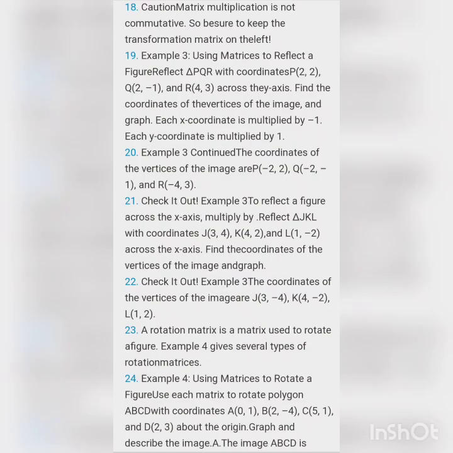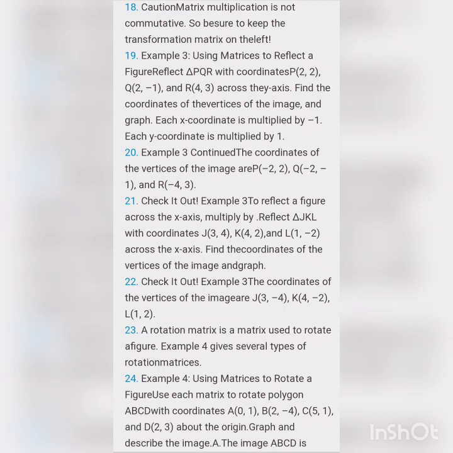Matrix multiplication is not commutative, so be sure to keep the transformation matrix on the left. Example 3: reflecting a figure. Reflect triangle PQR with coordinates P 2 comma 2, Q 4 comma 3 across the y-axis. Find the coordinates of the vertices of the image and graph. Each x coordinate is multiplied by minus 1 and each y coordinate is multiplied by 1. Example continued: the coordinates of the vertices of image PQR.